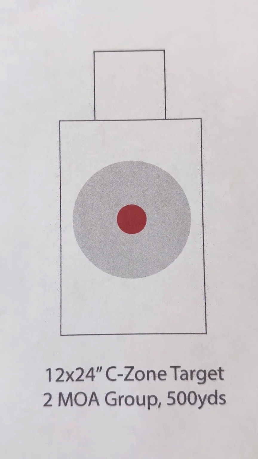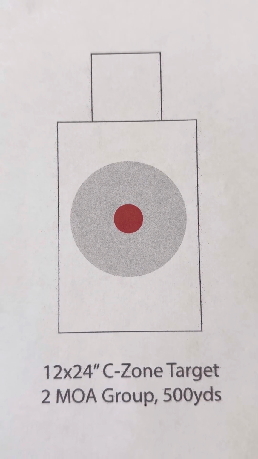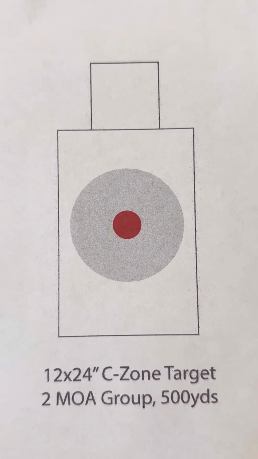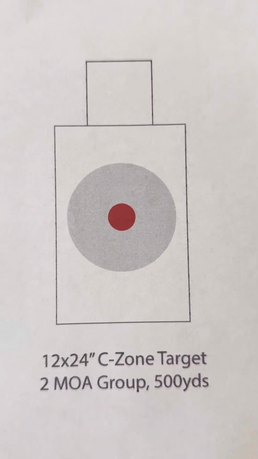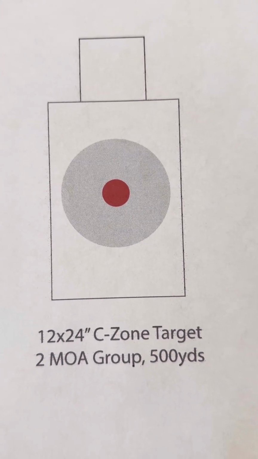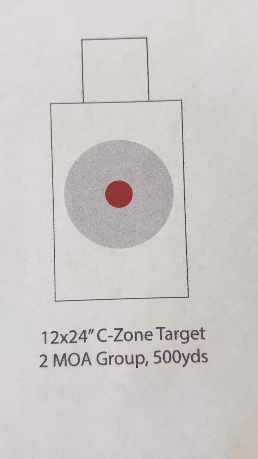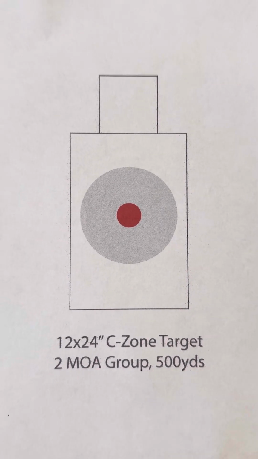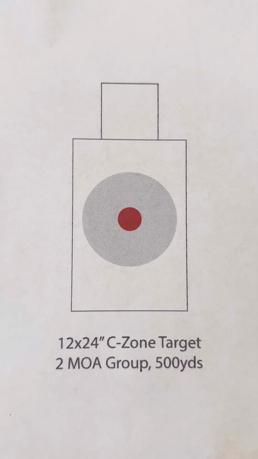Our red circle there is a half inch or half minute of angle center point to help you just conceptualize what that looks like. This gray circle outside here is a 2 minute of angle group, which would be about 10 inches at 500 yards. Now, this is perfect world, which is not actually reality, but that's just pure dispersion.